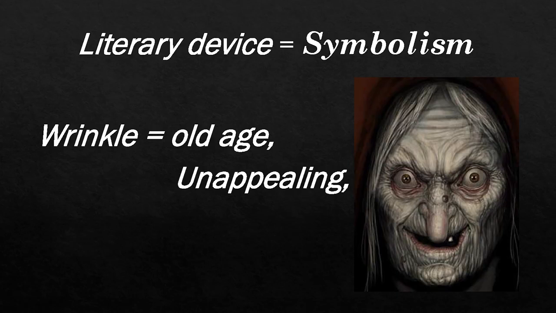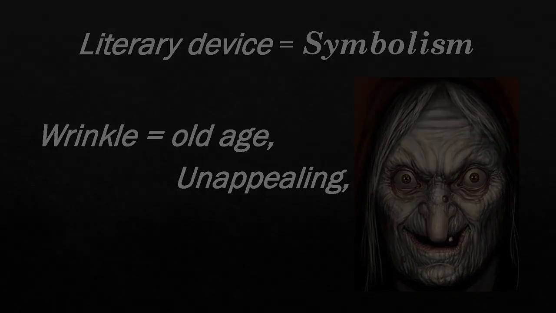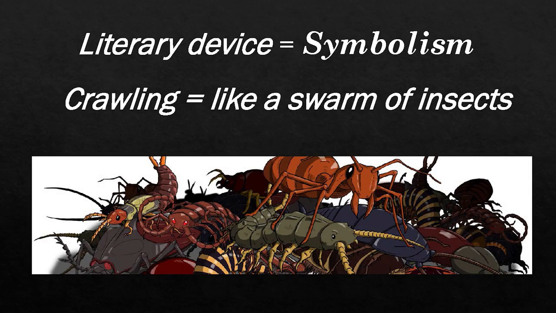The word wrinkle showcases old age or perhaps something that is very appealing. It is understandable that the eagle views the sea as an enemy or even its arch nemesis. There is another symbol present in that very line. The word crawling symbolizes the actions of a swarm of insects. So the eagle views the sea as a swarm of insects waiting for its downfall.